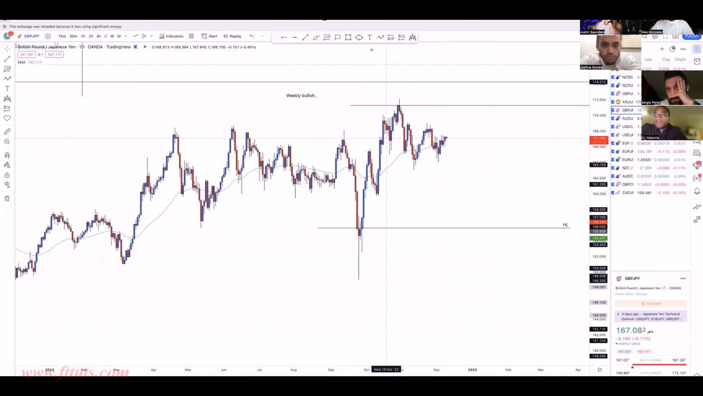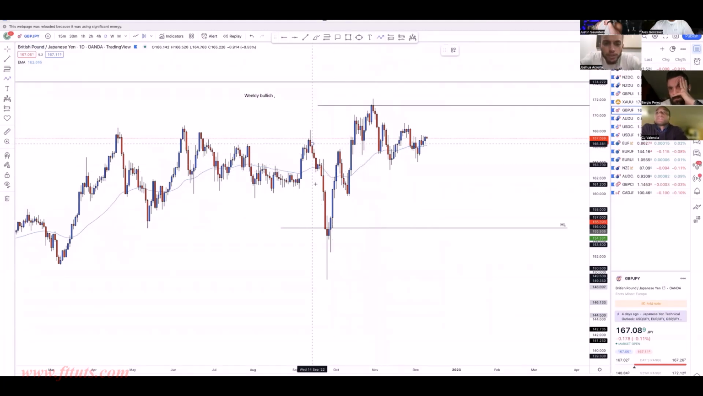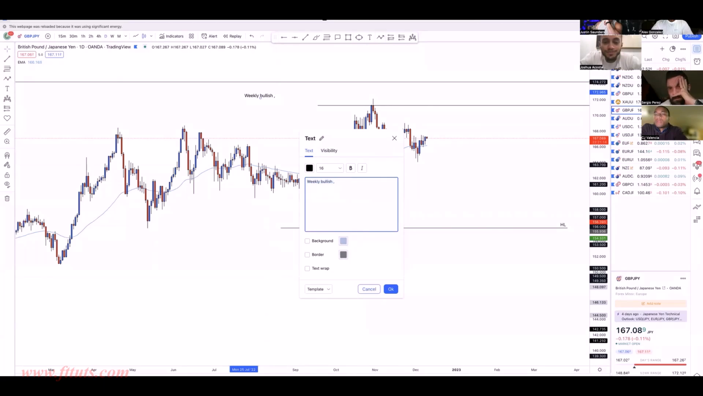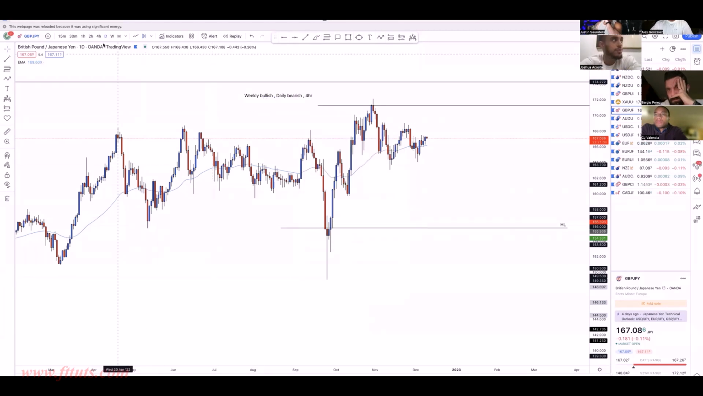Bearish, bullish, let's see. So we have here lower low, higher low, higher high, higher low, lower low, lower high, lower low. We are technically still bearish on the daily. So daily time frame is bearish. So now we go to the 4-hour.